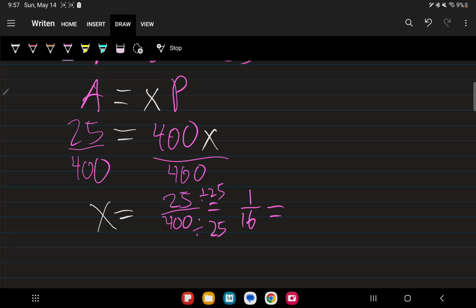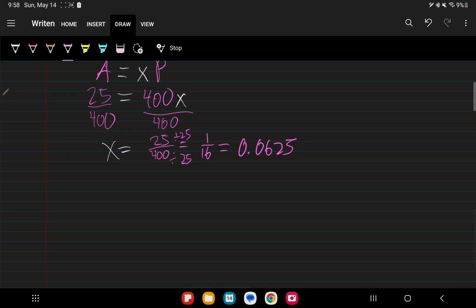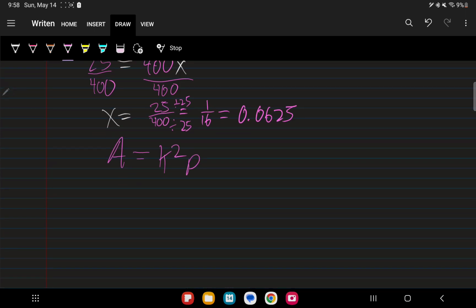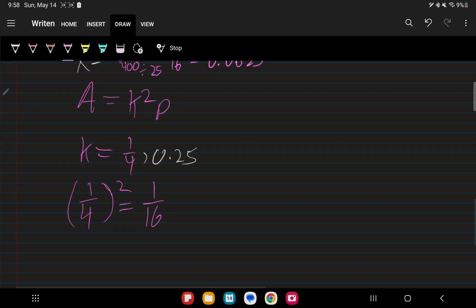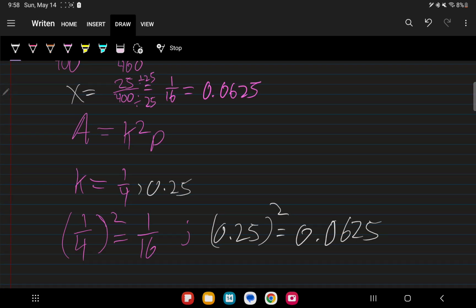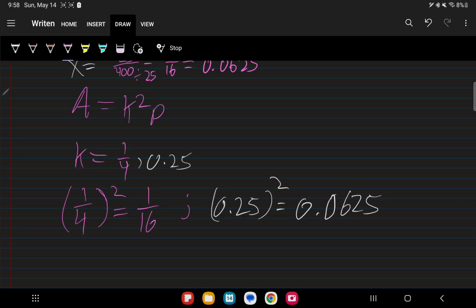And 1/16 is the same as 0.0625. The easier way to remember this is like this: your new area is equal to k squared times P, where in this case, k was 1/4, or 0.25. If we plug those in, 1/4 squared is 1/16. And if we do it again, 0.25 squared is equal to 0.0625. Same answers.